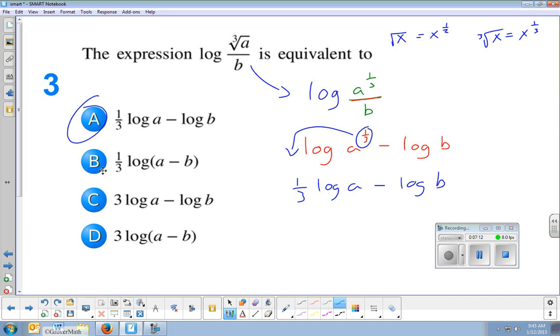Okay, B. A lot of people will get the wrong answer B because they know the division turns to a subtraction, but they forget that they have to each get their own logarithm. When you're expanding something like this, each variable gets its own logarithm. So if you have a single log with an x, a y, and a z, you're going to end up with 3 logs expanded.